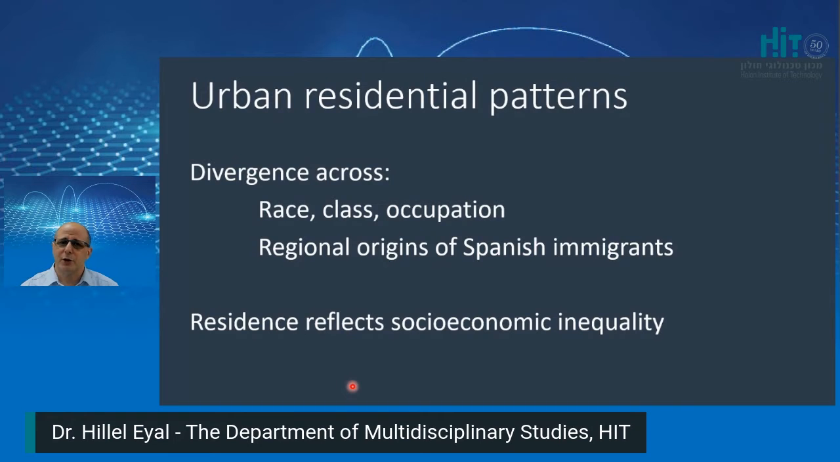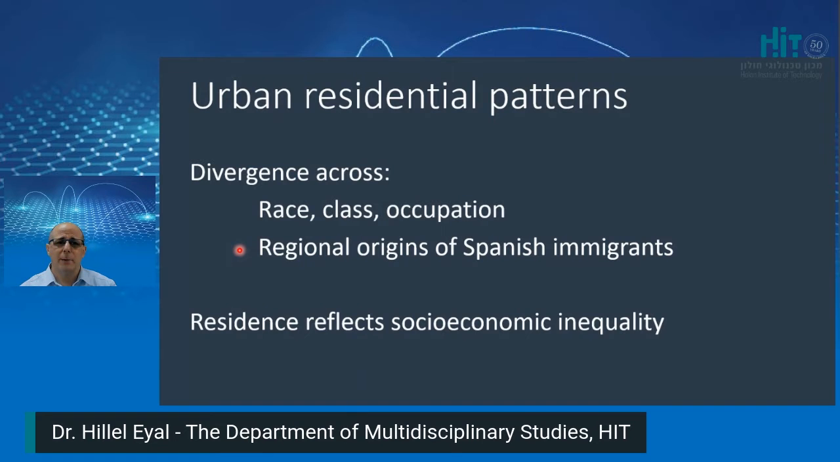When we look at urban residential patterns, where people live within the city, we can see that there's a great degree of divergence pretty much anywhere across race, class, and occupation. The center is usually occupied by the wealthy and powerful families, which are largely Spanish. They form the upper classes, and they hold the most wealthy occupations, mainly commerce. Again, in the outskirts of the city, we see a non-Spanish population, mostly indigenous or racially mixed population.